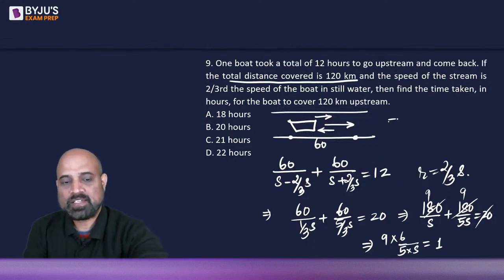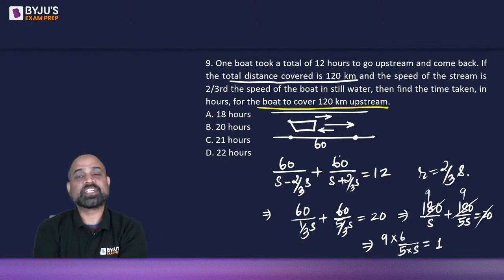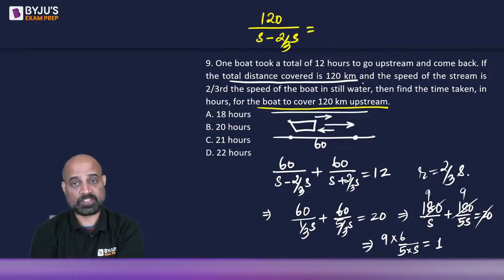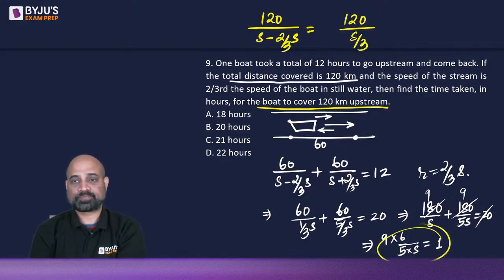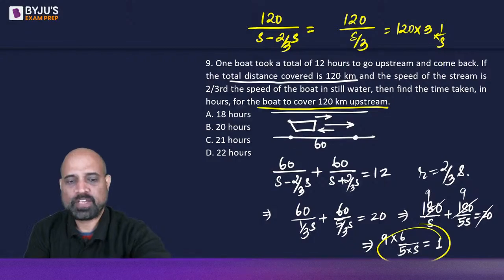Now, the question is, what will be the time taken for the boat to cover 120 kilometers upstream? So you are being asked 120 divided by speed of boat minus speed of stream. How much will this result in? So this becomes 120 divided by S by 3. Now if you look at this, this becomes 120 into 3 by S. Can I say 1 by S, instead of that we can write this number 9 into 6 upon 5?